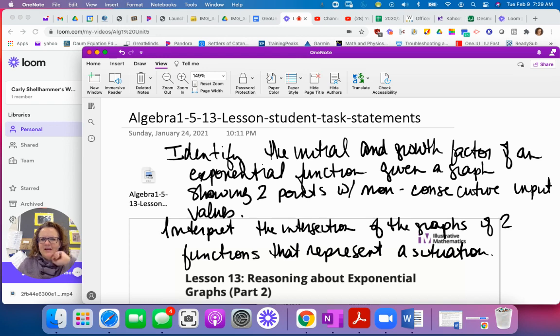All right, so today we are learning how to identify the initial and growth factor of an exponential function given a graph showing 2 points with non-consecutive input values. So input is, remember, our x-axis. So non-consecutive input values, so it's not one right after another. Also, interpret the intersection of the graphs of two functions that represent a situation.